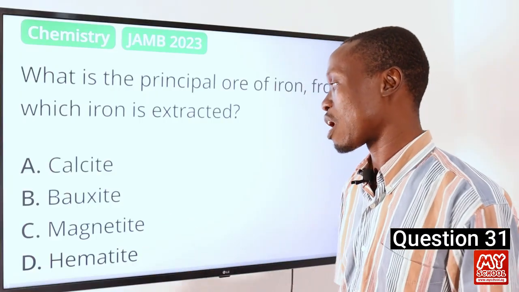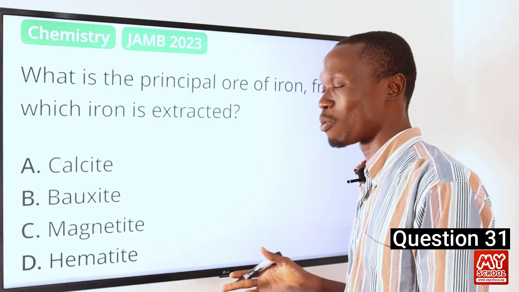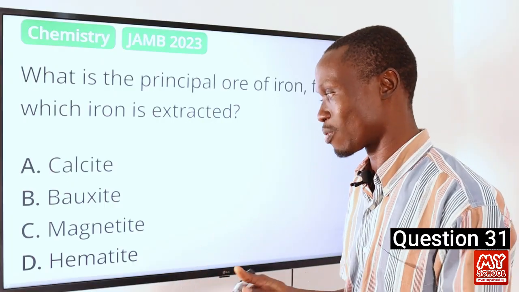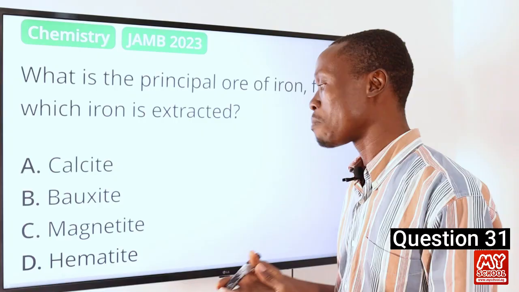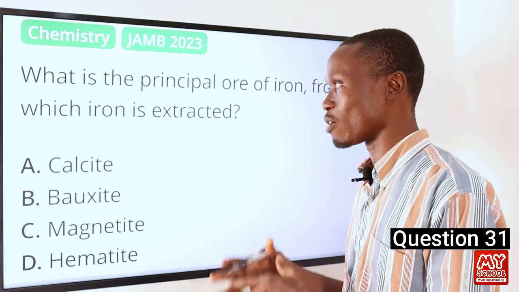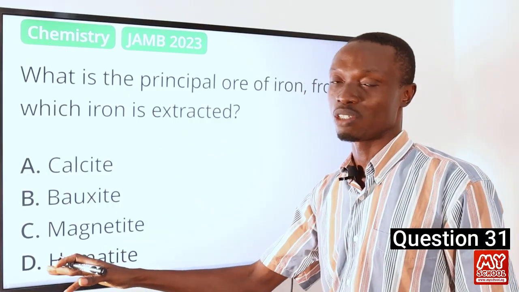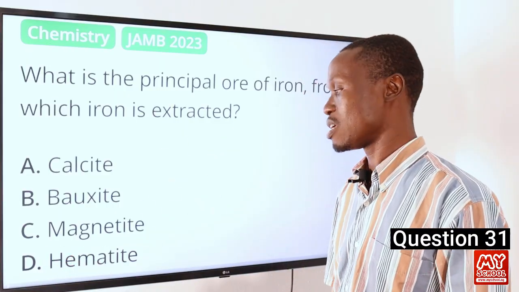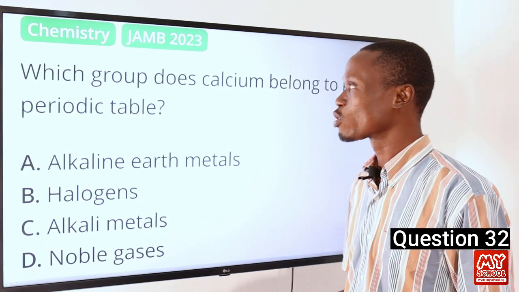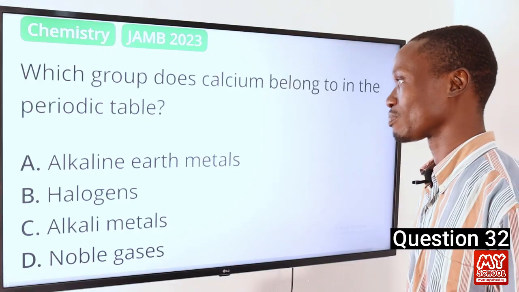Then C, we have magnetite. Magnetite is an ore of iron, but it is not the principal ore of iron. Then we have D, hematite. Hematite is actually the principal ore of iron from which iron is extracted. So the answer to this question is option D, hematite.